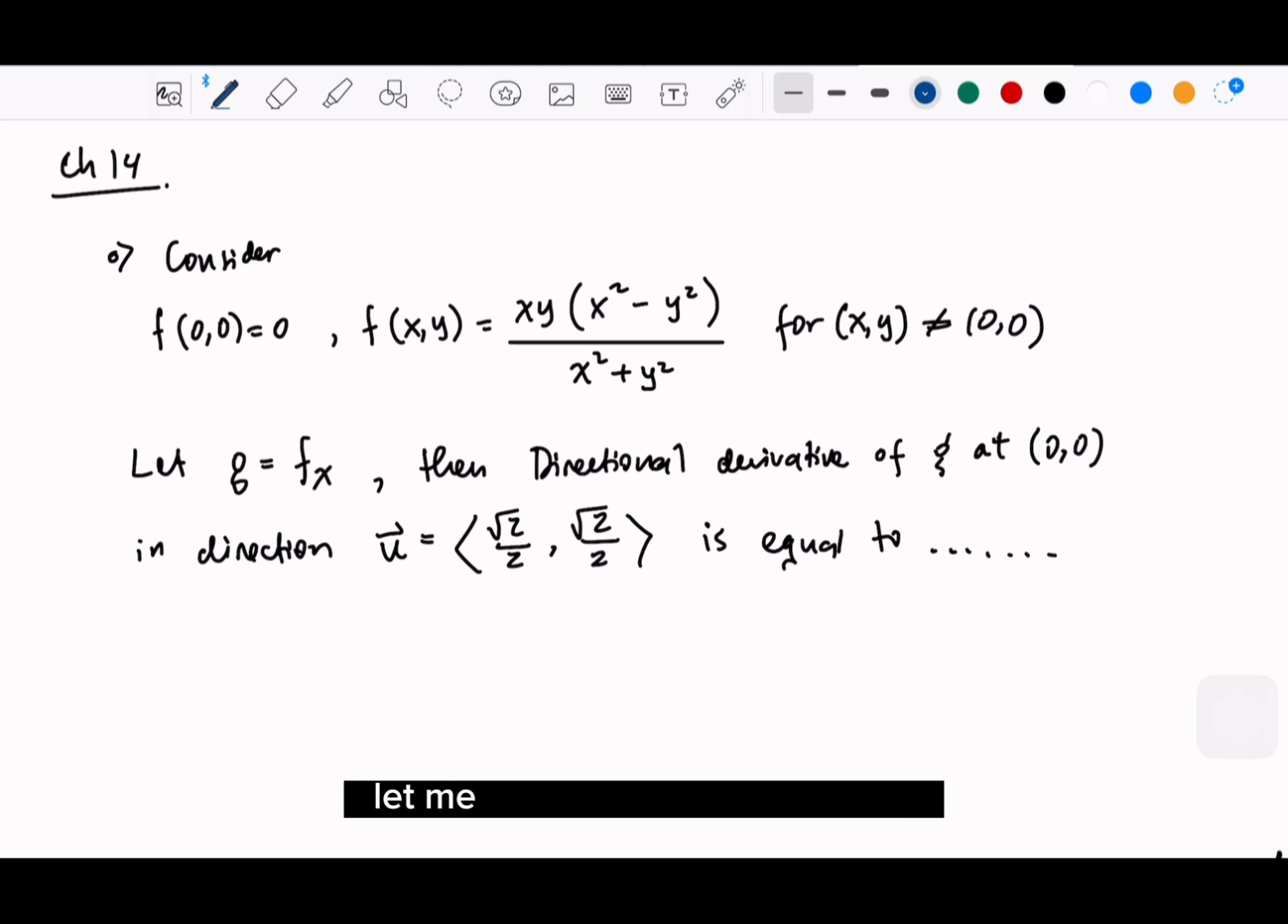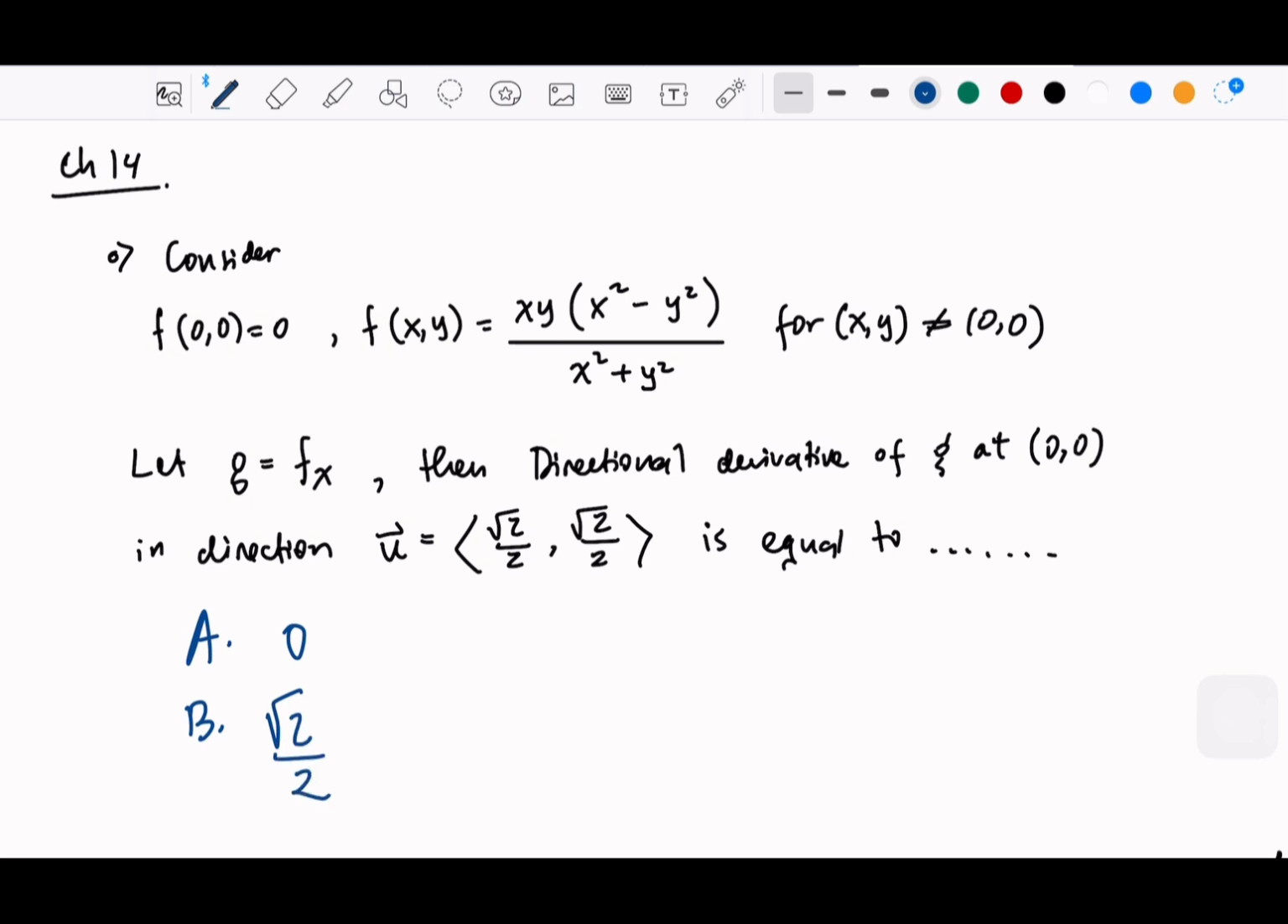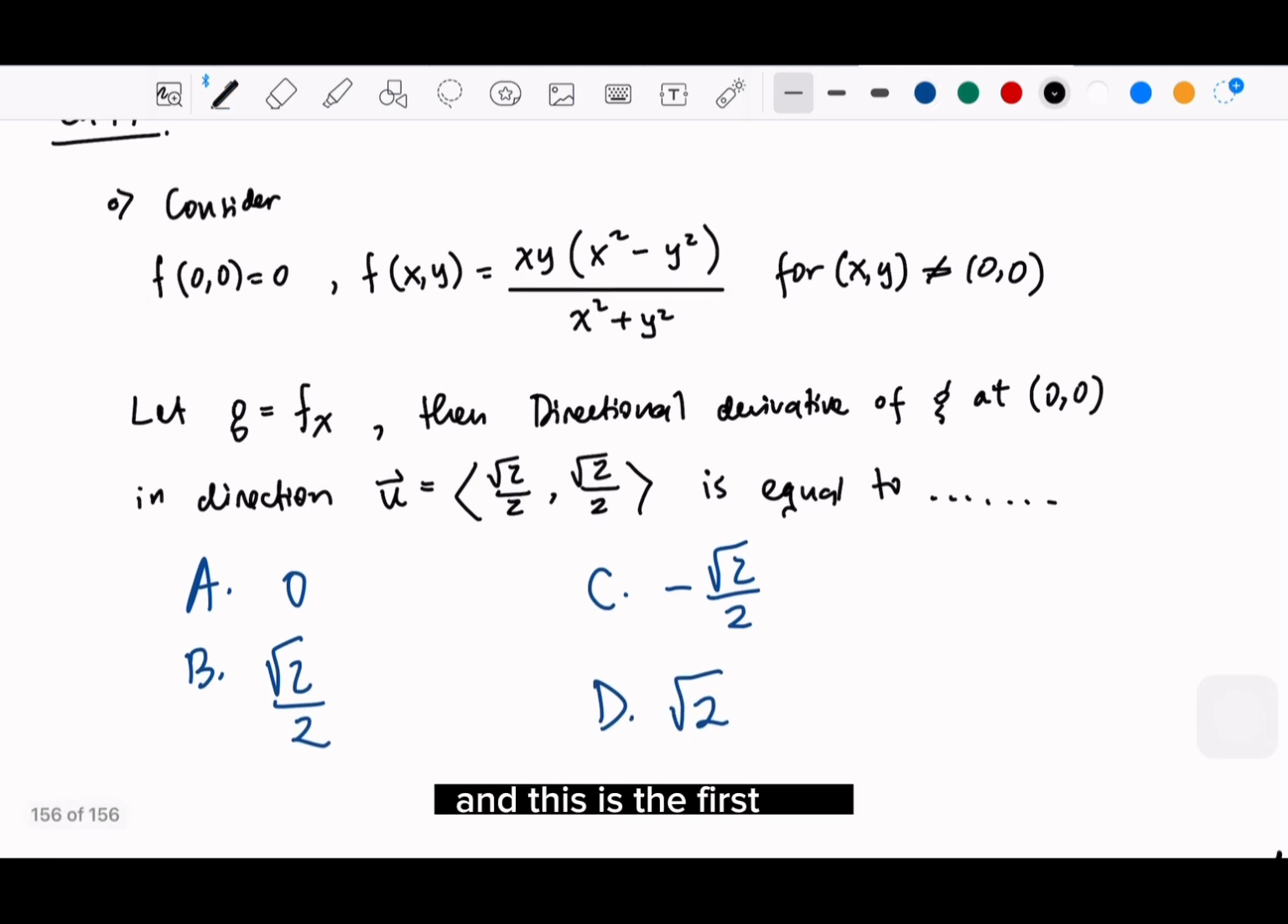okay, it has some options. Let me give you options here so that you can make predictions about the answer. A is 0, B is square root of 2 over 2, C is negative square root of 2 over 2, and D is square root of 2. Okay, this is the first one.